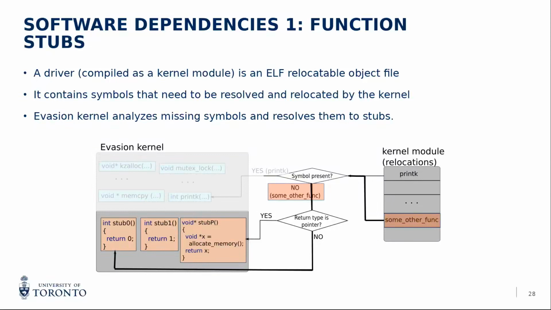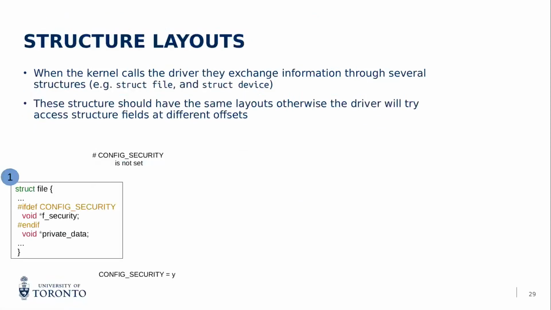We define 3 different stubs. We map missing functions whose return type is a pointer to a stub that allocates a chunk of memory. Otherwise, we map it to a stub that always returns 0. This is based on the Linux kernel convention to return 0 code on success.